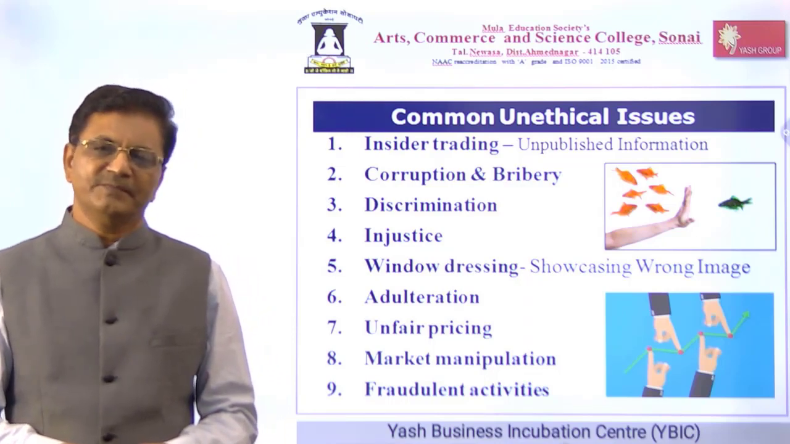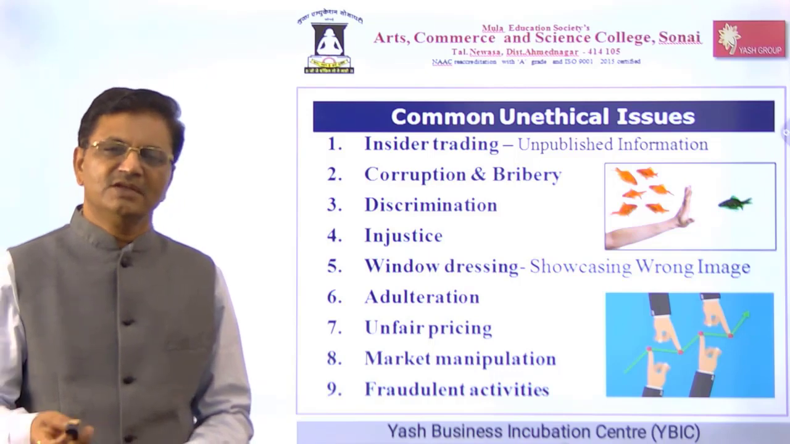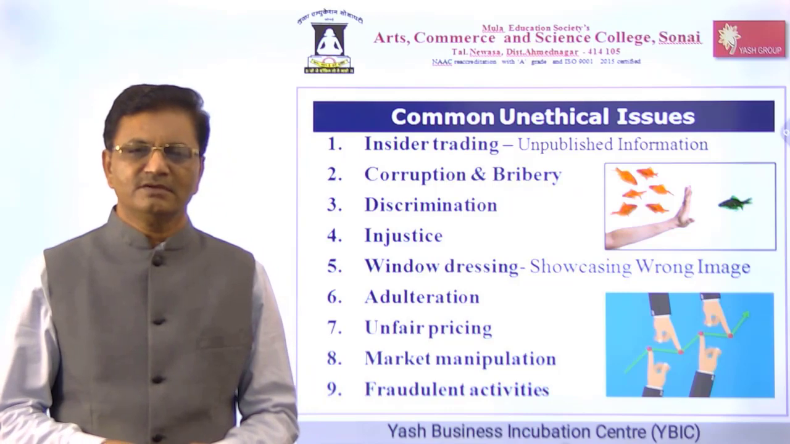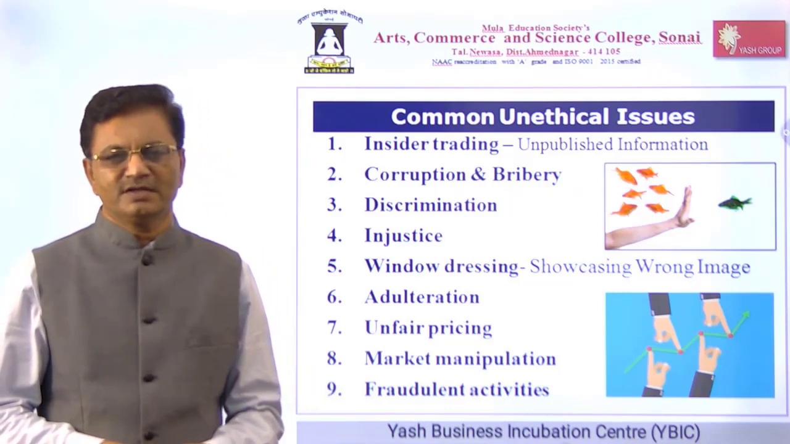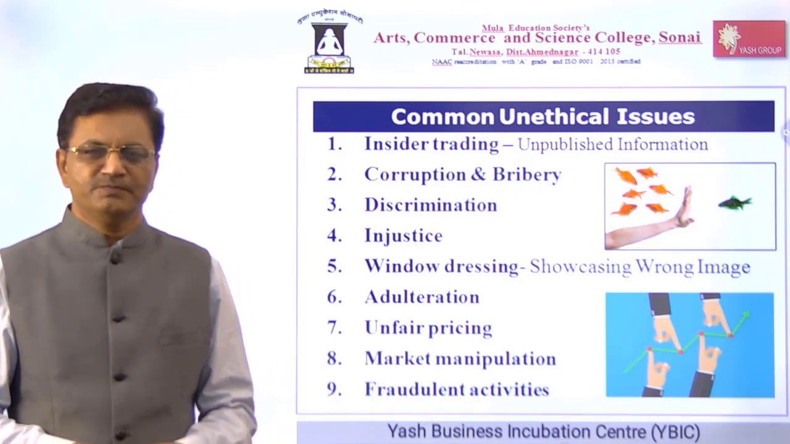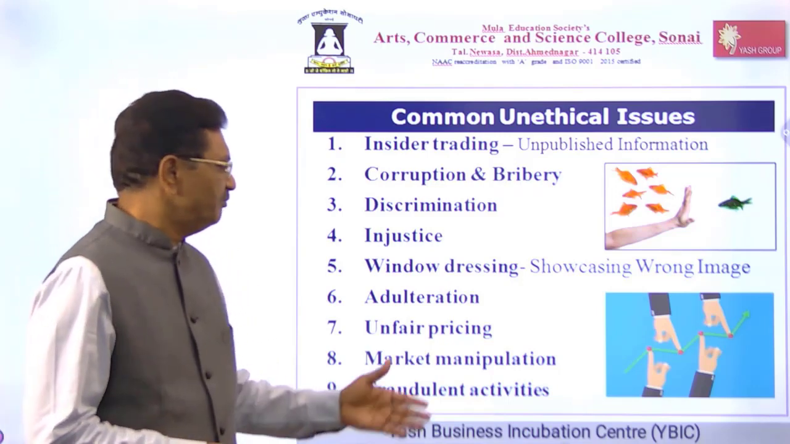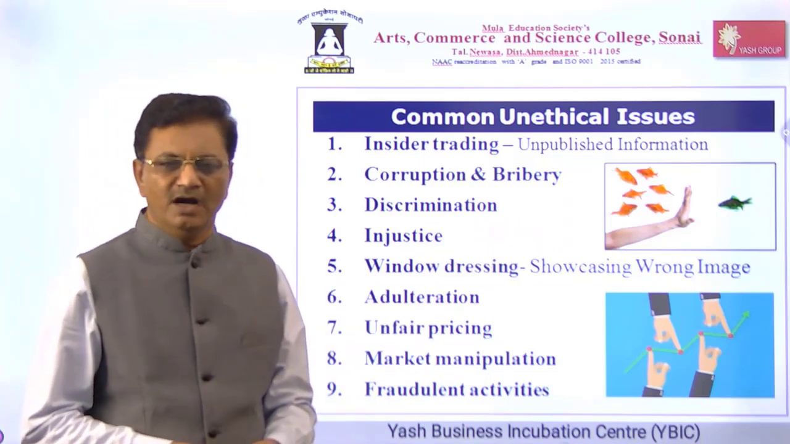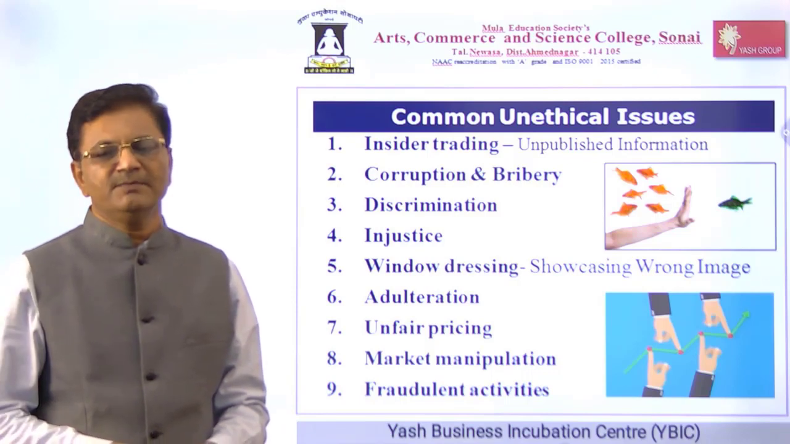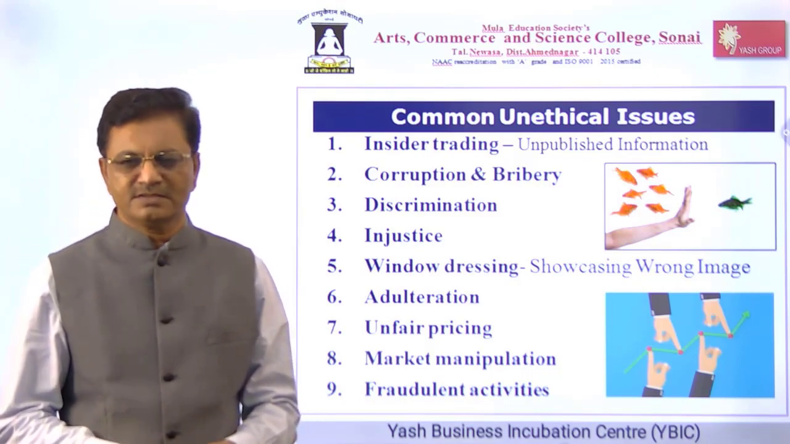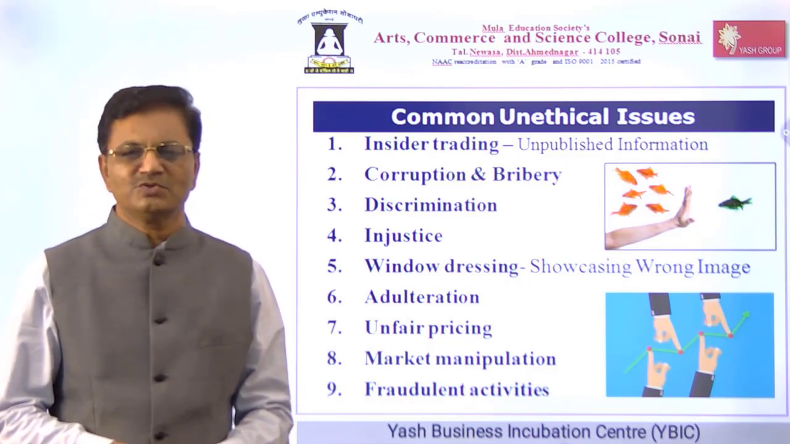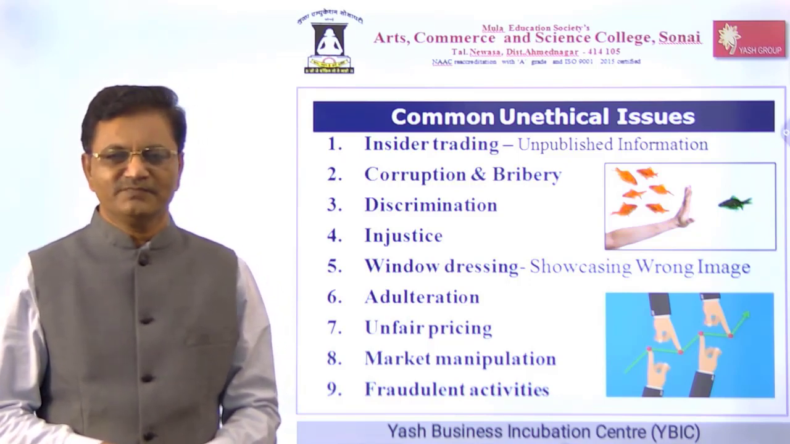Then corruption and bribery. Corruption is again a common thing in businesses. You have to nourish and nurture your employees to avoid corruption and bribery. Discrimination. That is again important. There should not be any discrimination based on caste, or based on race, or maybe based on type of temperament or custom. So you should avoid discrimination. Injustice. You should give justice to everyone. So you should avoid injustice.